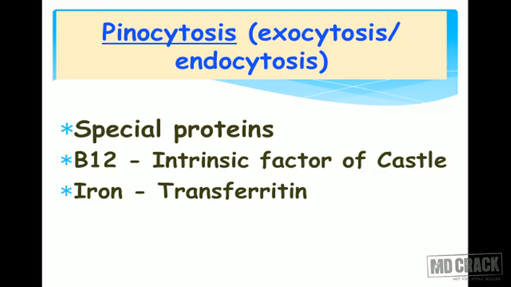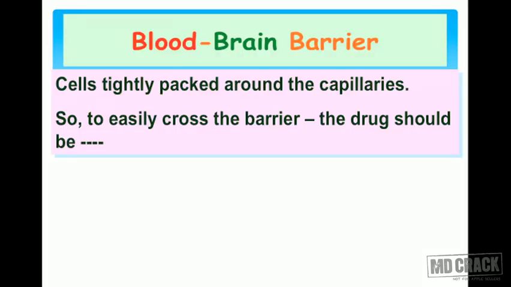That is either exocytosis or endocytosis. You would have special proteins to carry a substance. For example, B12 is carried inside with the help of intrinsic factor of Castle, or iron is transported with the help of a protein called transferrin.